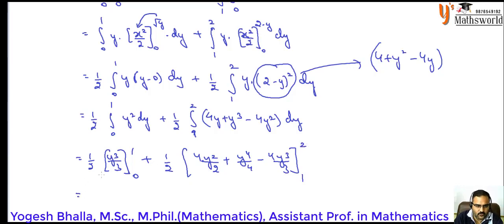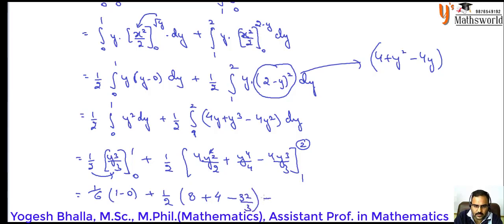Okay, so 3 2s are 6, 1 by 6 will be there, upper limit minus lower limit plus 1 by 2 upper limit. Now if I substitute 2 over here, 2 square will be 4, 4 4s are 16, 16 by 2 will be 8 plus 2 raised to power 4, 2 2s are 4, 2s are 8, 2s are 16, 16 by 4 will be 4 minus 2 cube will be 8, 8 4s are 32, so 32 by 3.